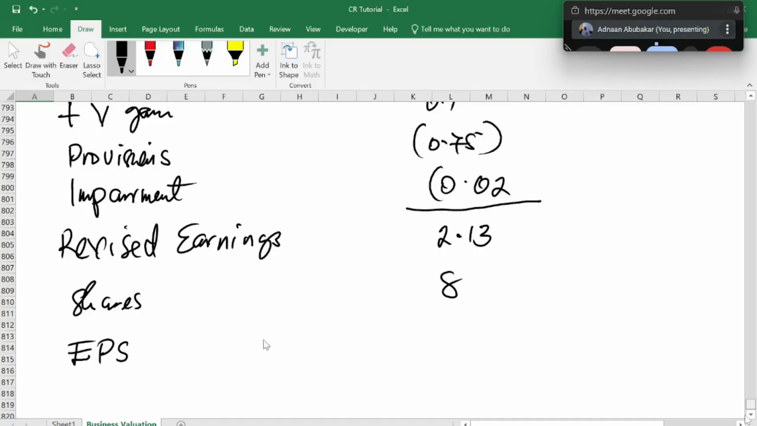Your earnings per share will be how much? 8 million. So your earnings per share will be what? 2.13 divided by 8. What do you have? It will be the earnings per share. Yes, 0.26. All right, so that gives you 0.26. Okay, 0.26.